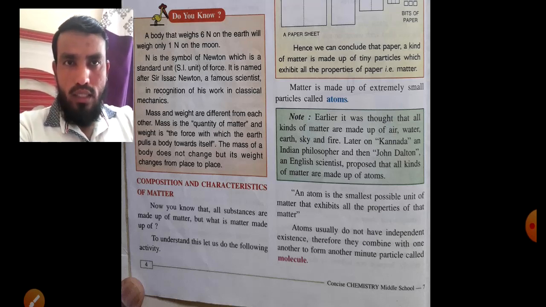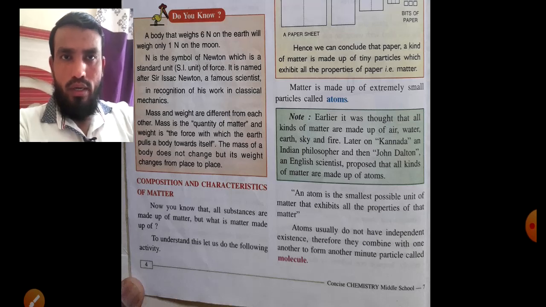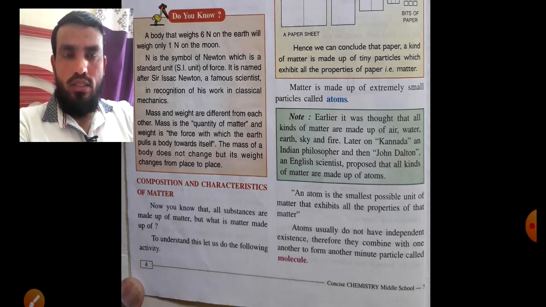Why? Because mass is the quantity of matter, and weight is a force applied by the earth to pull the body towards itself. Whatever quantity of mass is present in our body, that is our mass. But what is weight? When the earth's gravitational force applies force on the body, that is called our weight. That is why the mass of a body does not change.